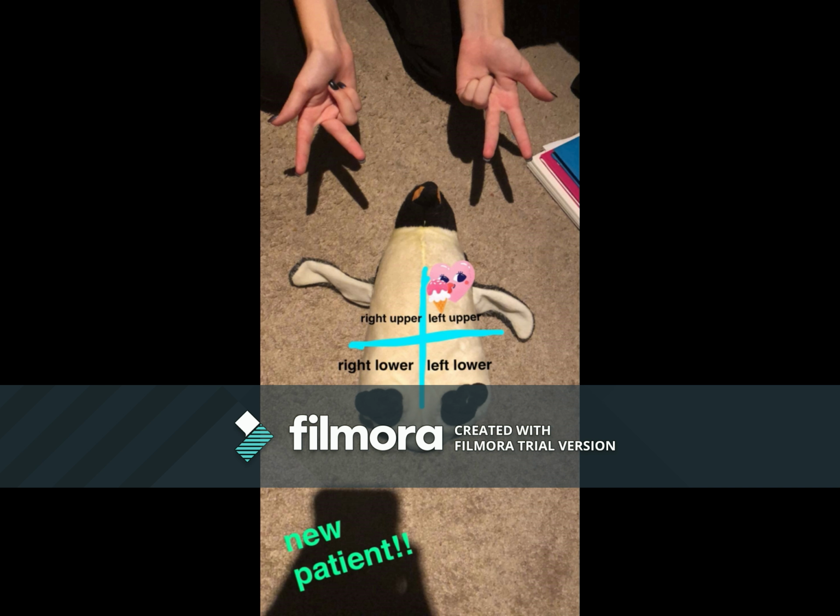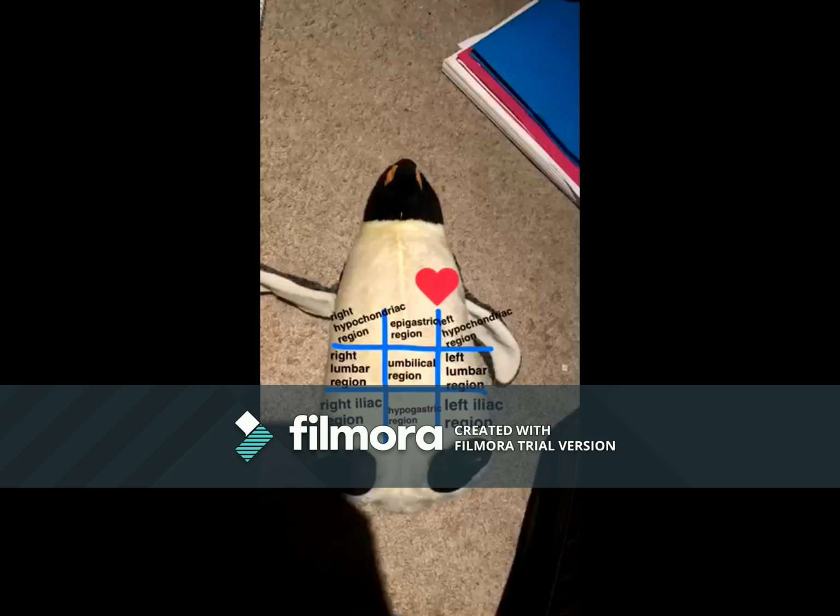Next are the abdominal quadrants. There are 4: right upper, left upper, right lower, and left lower. The quadrants divide the stomach horizontally and vertically at the belly button. What's important to remember is that the quadrant is labeled based on the subject's left and right.